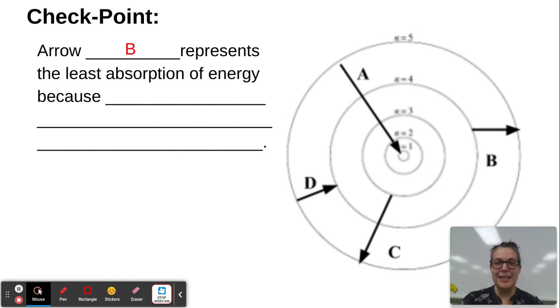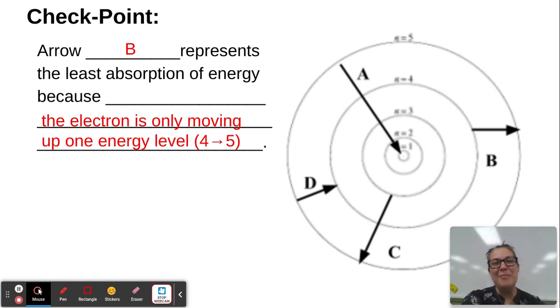Yes, the answer is B. B represents the least absorption of energy because the electron is only moving one energy level. We can see it's going from 4 to 5. Since it's only jumping one level, not as much energy has been absorbed compared to C, where it's going from 3 to 5. The bigger the jump, the more energy it has taken in.